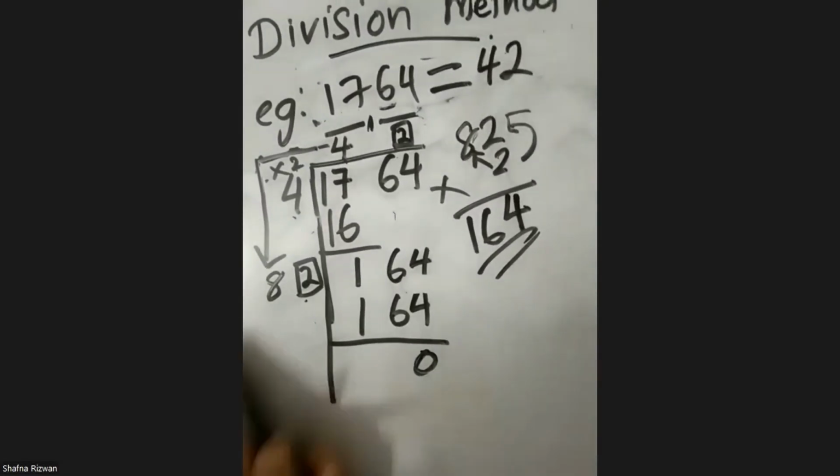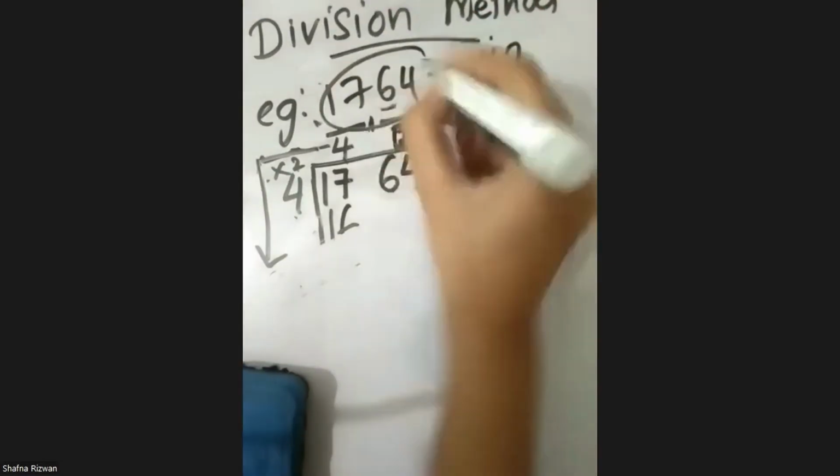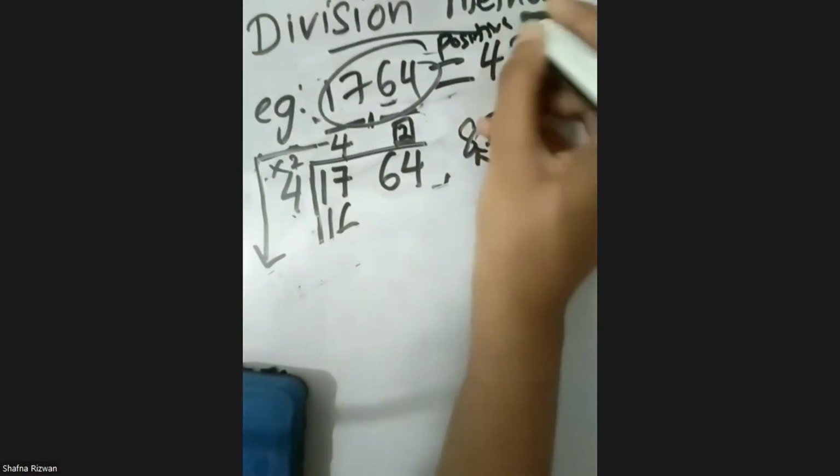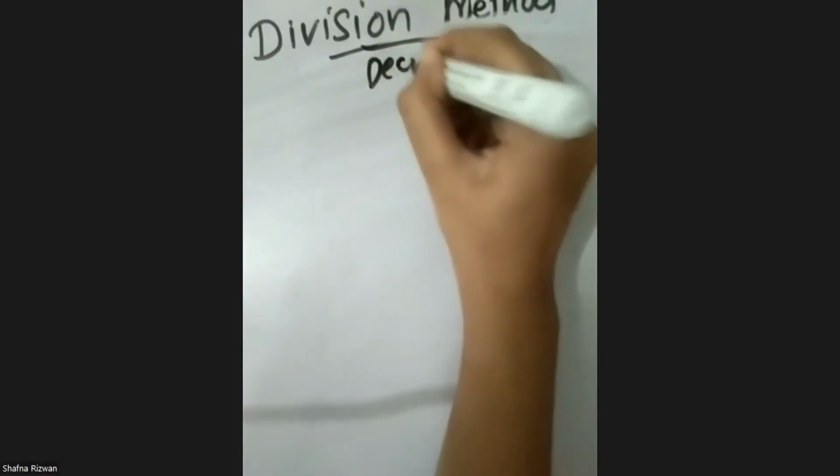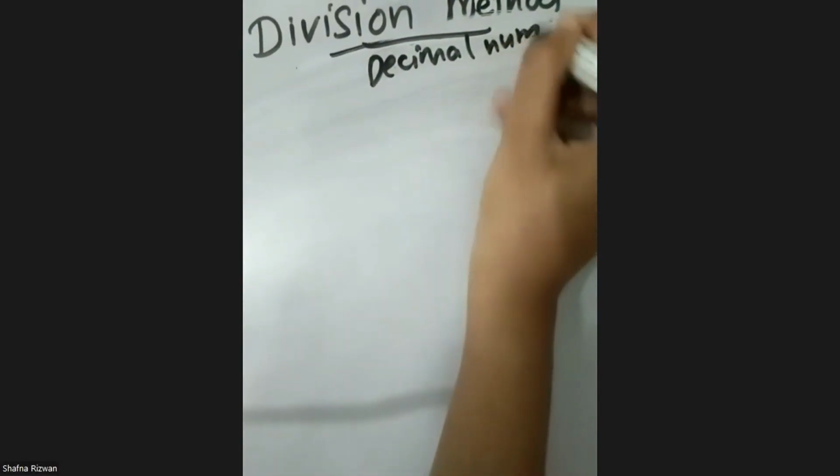Now we did one example for a positive number. Now let's go and see how to find the square root for a decimal number. Let's see that.